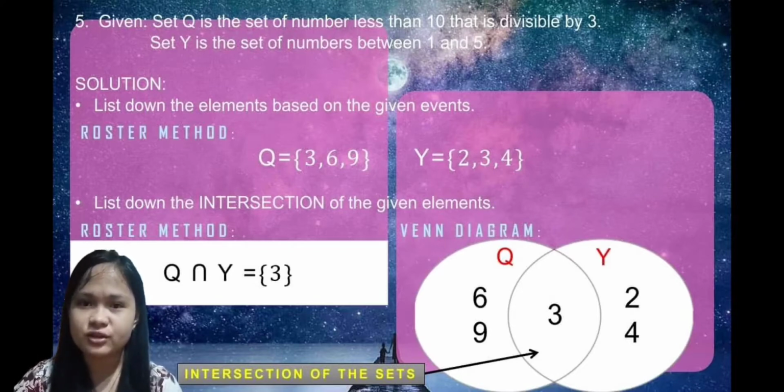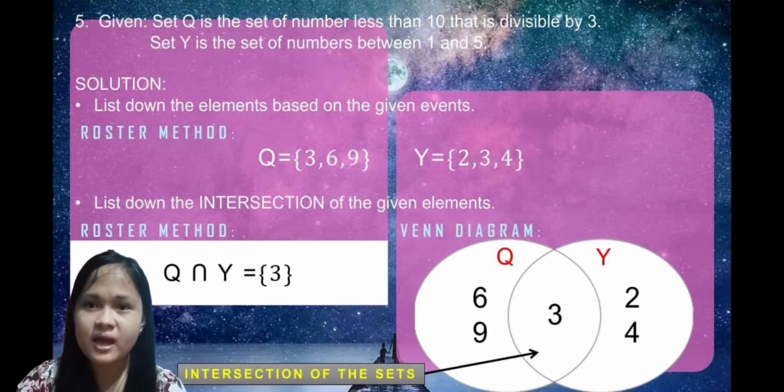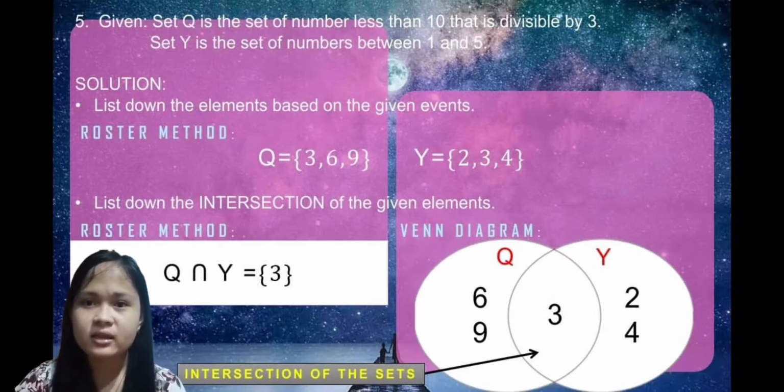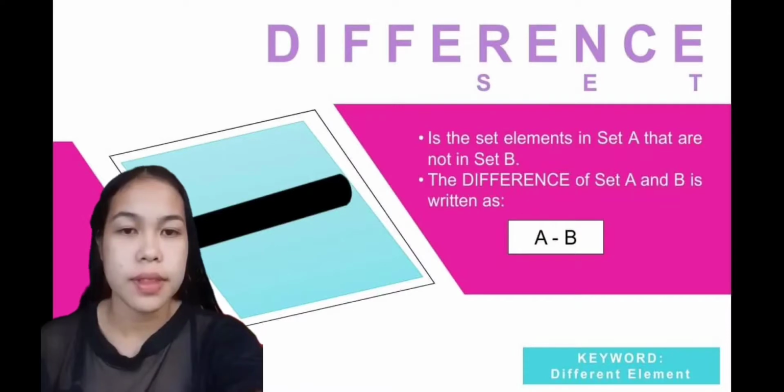The intersection of the given elements, using the roster method, Q intersection Y equals 3, kasi both sets ay may 3. Sa Venn diagram naman, ang first circle ang ilalagay natin ay 6 and 9. And sa set Y, ang ilalagay natin ay 2 and 4. In the middle of the circle is 3, dahil kaparehas na number both Q and Y. So, the intersection of set Q and Y is 3.